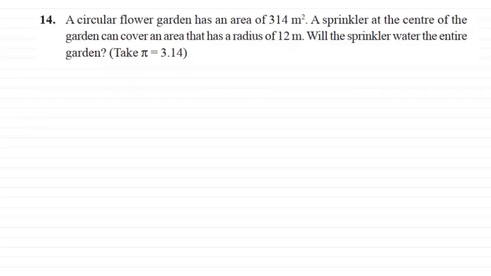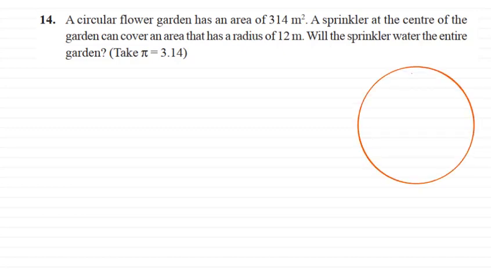So this is the next question. A circular flower garden has an area of 314 meters square. So here let's draw the diagram. So here we have a garden, a circular garden. So this is in the shape of a circle. The area of this entire garden is 314. So the area is given here. So that is 314 meter square.